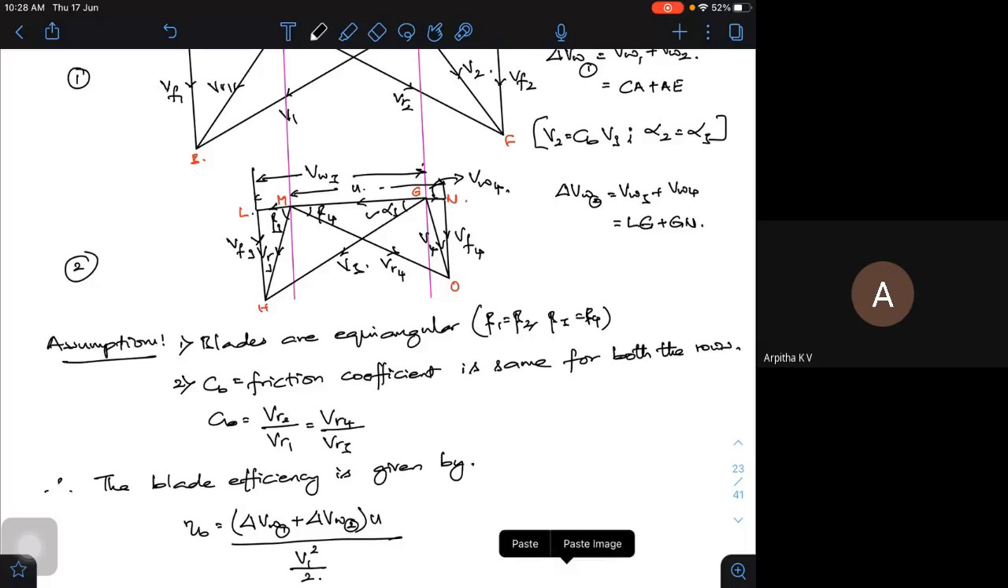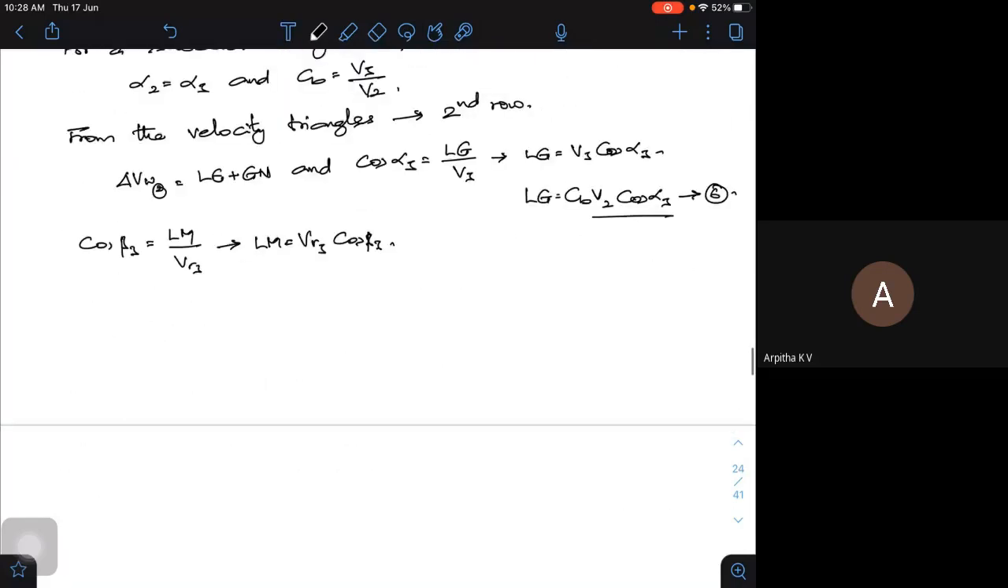Similarly, cos beta 4 is equal to Mn by VR4, or I can write Mn is equal to VR4 into cos beta 4. So now I have written each and everything in terms of cos beta 1 and cos beta 2 for the first row, and for the second row it is cos beta 3 and cos beta 4.